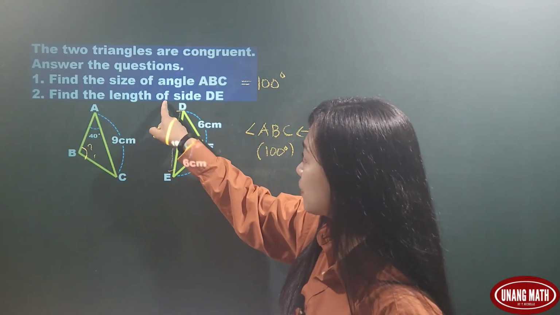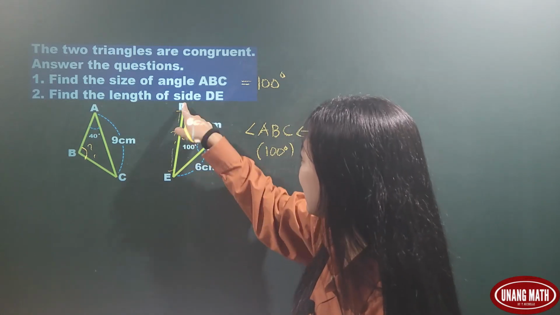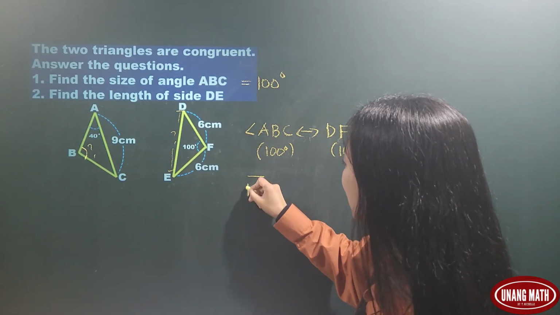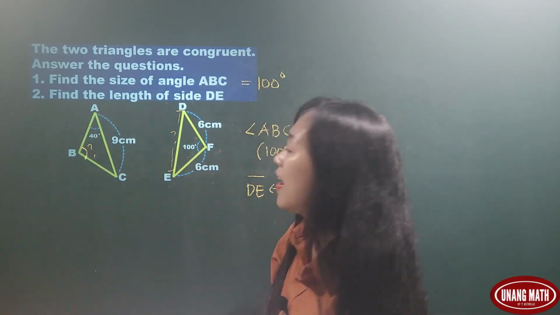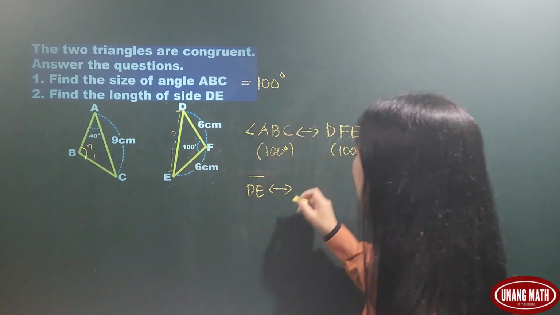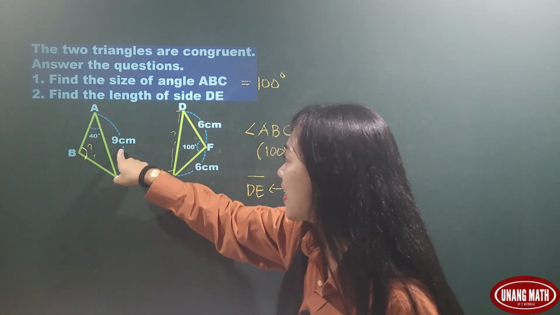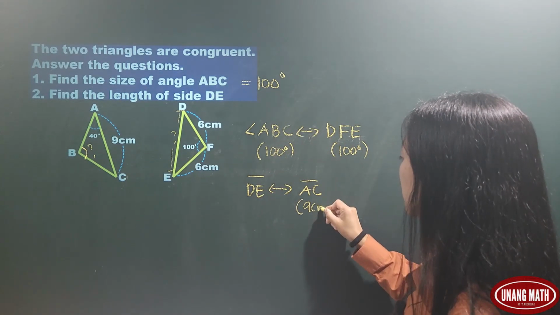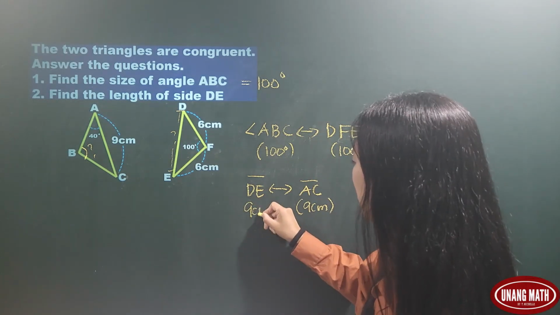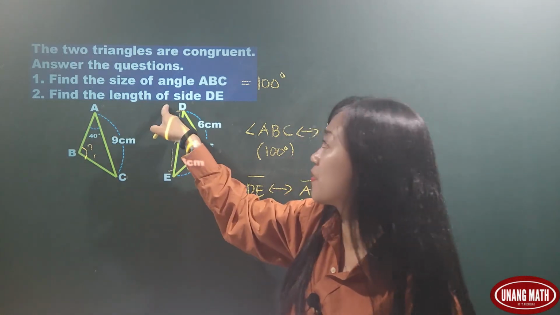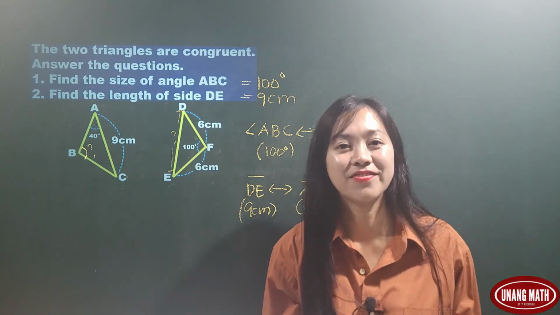Okay. Find the length of side DE naman tayo dito. Okay, where is side DE? Ang side na ito. So, ang side DE, ang katumbas na side nito sa triangle na ito ay ang side AC. At given na ang length ng side AC ay 9 centimeters. So, ibig sabihin, ang line DE ay 9 centimeters din. So, find the length of side DE? Ito ay 9 centimeters.